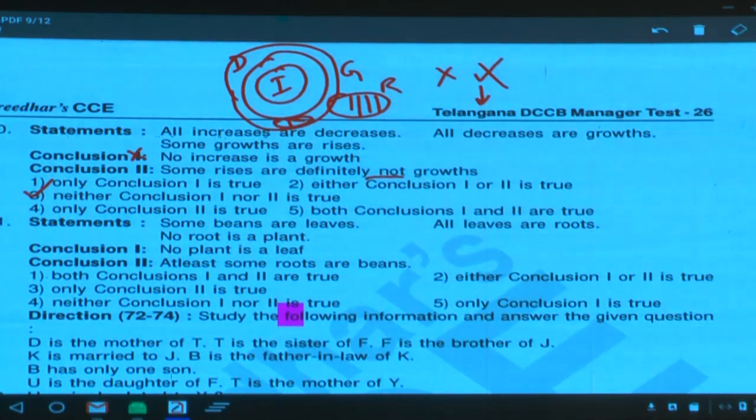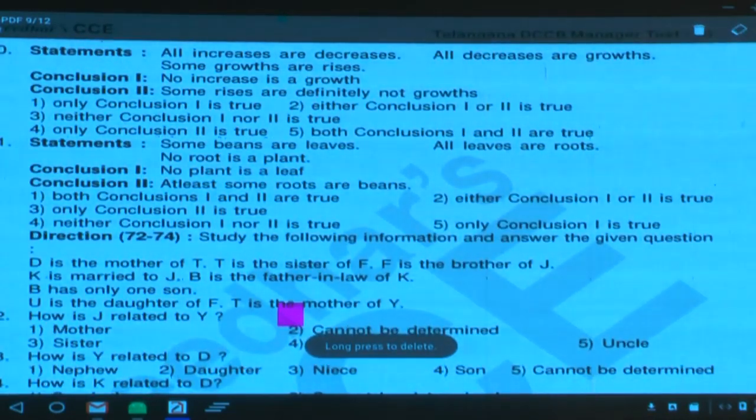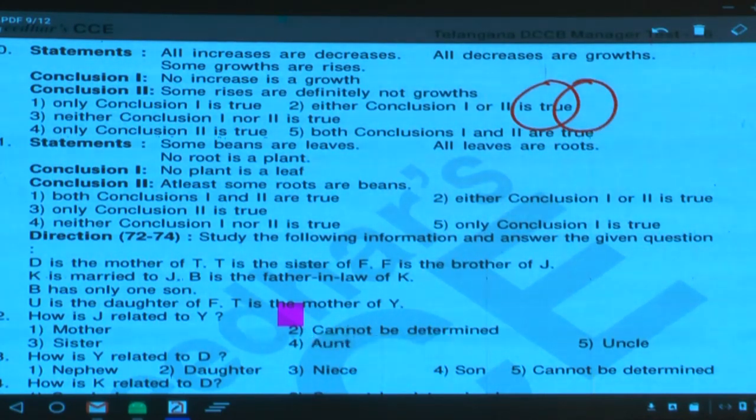Next one. Question number 71. Now in this question number 71, some beans are leaves. Some of the beans are leaves can be written like this. And all leaves are roots, all these leaves are roots. And no root is a plant, no root is a plant can be written like this. Now this is the basic diagram.